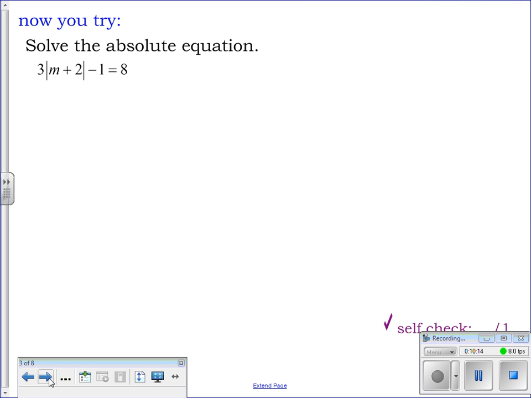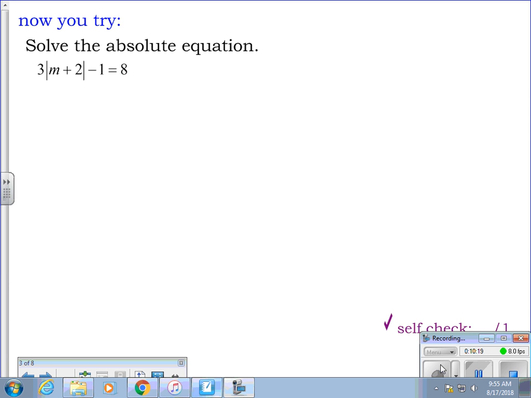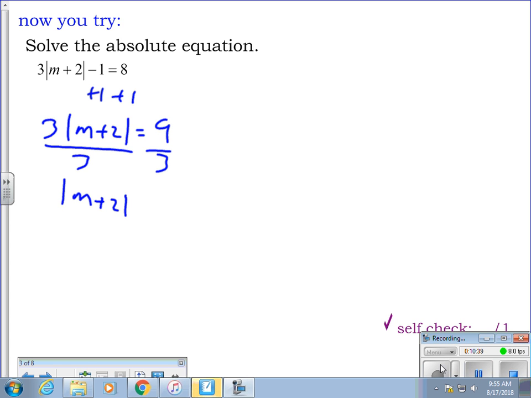Your turn. Solve that one. Okay, let's do this one. First thing I need to do is solve for the absolute value. So I add 1 to each side. 3 times absolute value of m plus 2 is equal to 9. Divide by 3. Absolute value of m plus 2 is equal to 3. And I split that into 2. M plus 2 equals 3. M plus 2 equals negative 3.